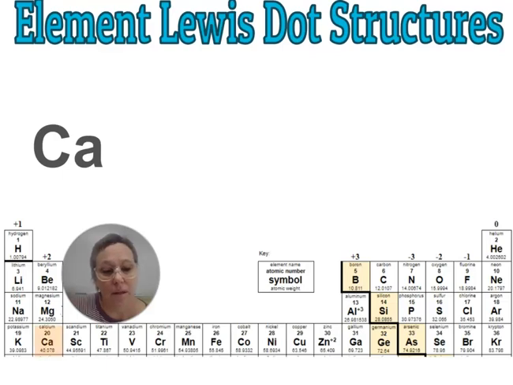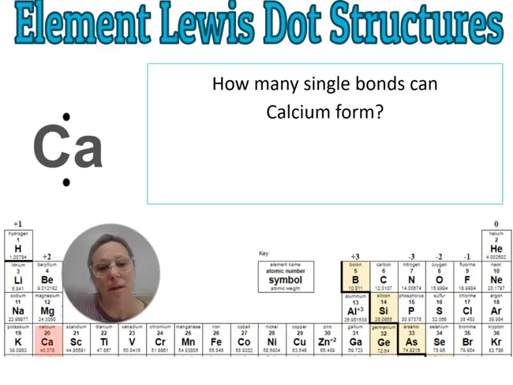Calcium is in column 2. Its 2 valence electrons are going to go on different sides. Now remember, electrons are negative and they repel each other. So this is an okay way, completely acceptable way of writing this Lewis dot structure. This is better. They're going to repel to be as far away from each other as they possibly can. How many single bonds can calcium form? It's got 2 electrons. They're both single. They're both going to form bonds.